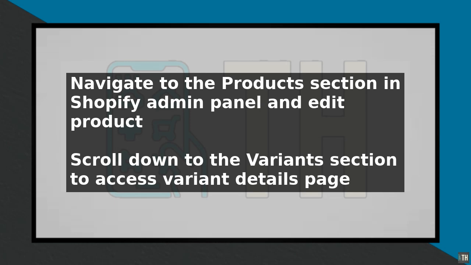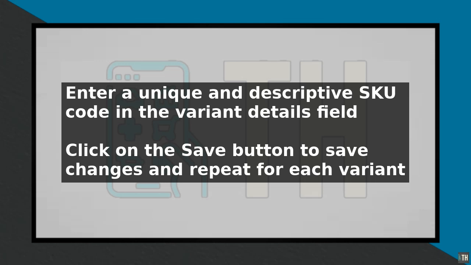In the Variant Details, you will see a field labeled SKU. Click on this field and enter your desired SKU code. The SKU code should be unique and descriptive, making it easy to identify the product and variant. For example, if you are selling a blue t-shirt with the product name Summer Tea, your SKU code could be SumTBlueS. After entering the SKU code, click on the Save button to save the changes.